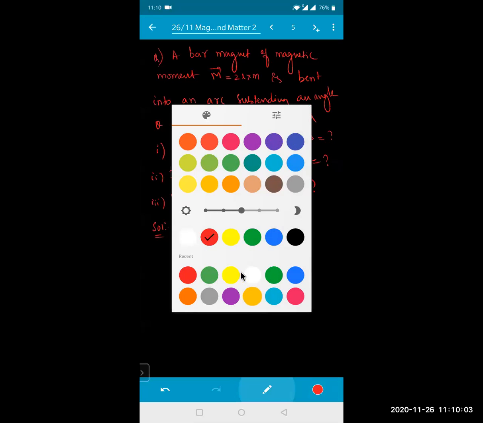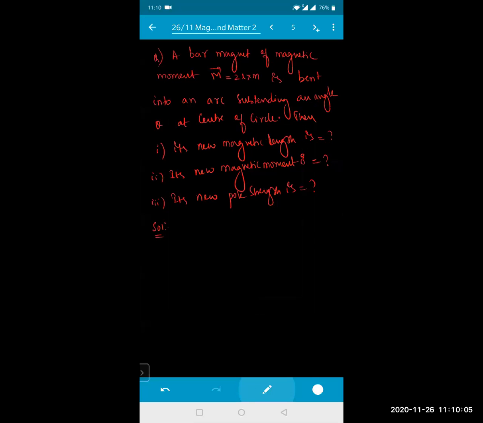They are also used as a shortcut for so many problems. Beta, first understand the problem. We have a bar magnet. So this is your small bar magnet, of magnetic moment M, M equal to 2l into m. This is the south pole, this is the north pole. So it is bent into an arc of a circle, something like this. So it is bent like a small arc.